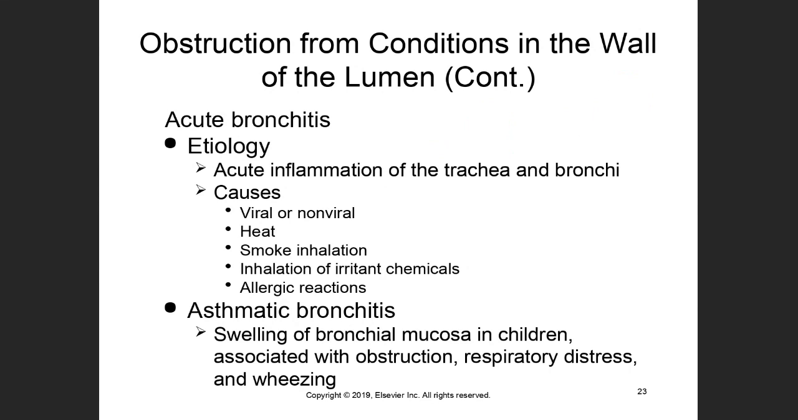Acute bronchitis etiology: acute inflammation of the trachea and bronchi. Causes are viral or non-viral, heat, smoking, inhalation. Asthmatic bronchitis is swelling of the bronchial mucosa in children associated with obstruction, respiratory distress, and wheezing.